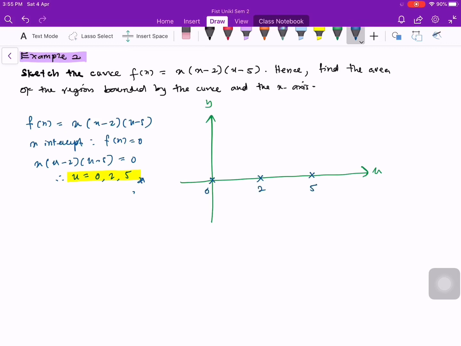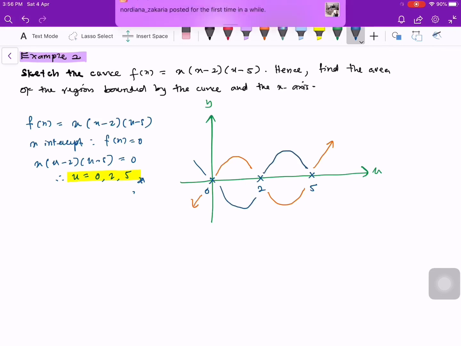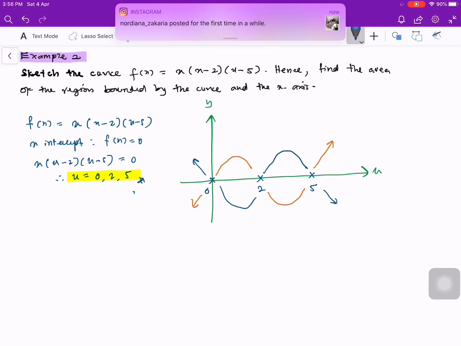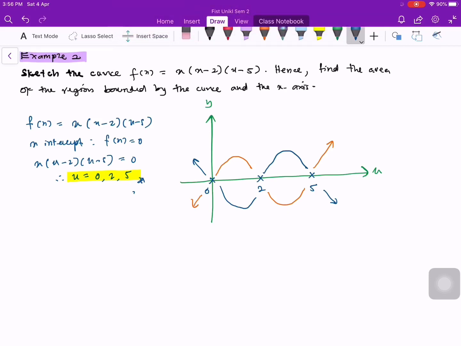Okay, so our graph will look like, mungkin dia akan berbentuk seperti ini. Okay, ataupun graf tersebut mungkin berbentuk seperti ini. Okay, so we have two types of graph. Dua-duanya adalah cubic. Okay, now in order to determine which one it is, sama ada dia from the 0 to 2, it is lying on the, berada di bahagian positif ataupun negatif of y.